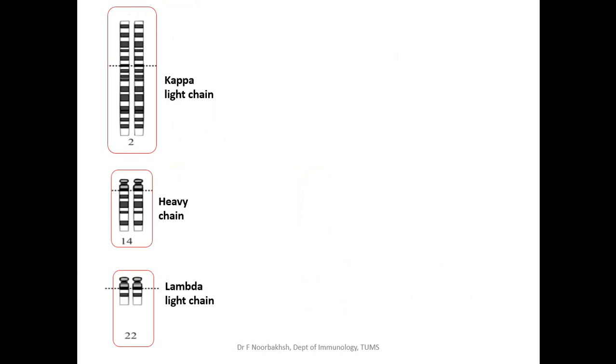So chromosome 14 is the one that is responsible for generating the heavy chain, and chromosomes 2 and 22 are responsible for generating the light chains. And we know that light chains, there are two types of them, kappa and lambda. So 2 is responsible for generating the kappa light chain, and 22 for the lambda light chain.